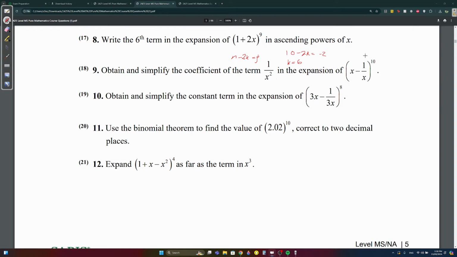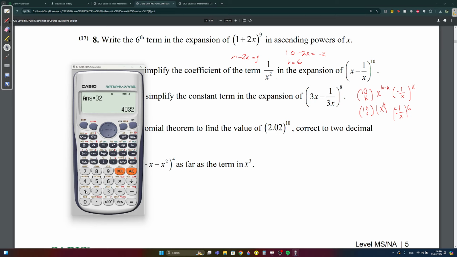Now, what's the general term here? It's 10 c k, right? n c k, x to the power of n minus k, times minus 1 over x to the power of k. Let's see, what's my k? We said it's 6. 10 c 6, x to the power of 10 minus 6, which is 4, times minus 1 over x to the power of k, which is 6. Let me just forget about the power for now. Start from the left side. 10 c 6 is 210. 210 times x to the power of 4 times minus 1 to the power of 6. Even exponent, so it becomes positive. 1 over x to the power of 6, and 1 to the power of 6 is just 1.